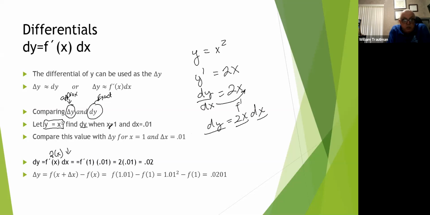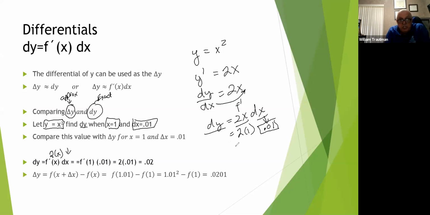And when x equals 1 and dx equals 0.01. So for dx, we're going to put the 0.01 here. For x, we're putting 1. Sorry, right here. And for dx, we're putting 0.01.